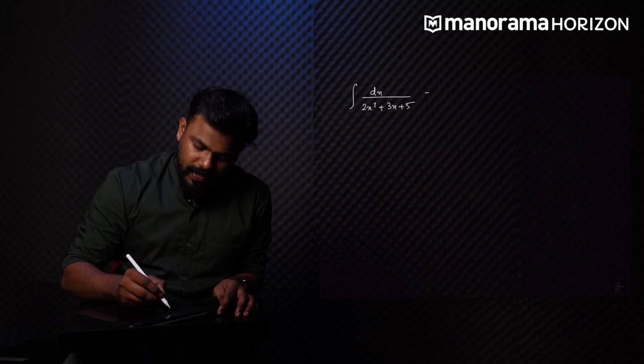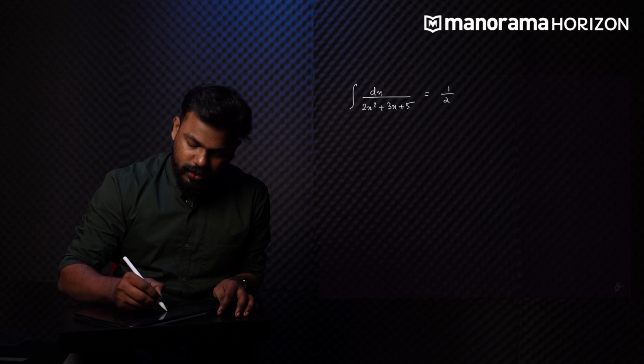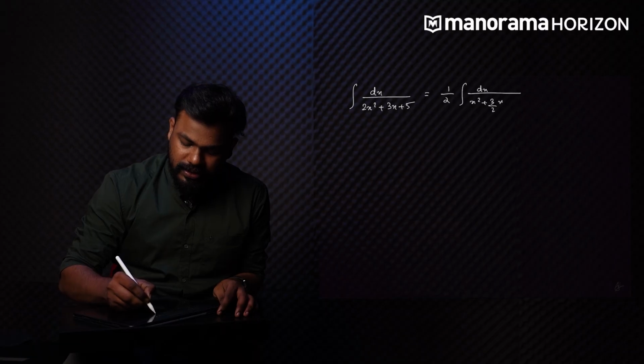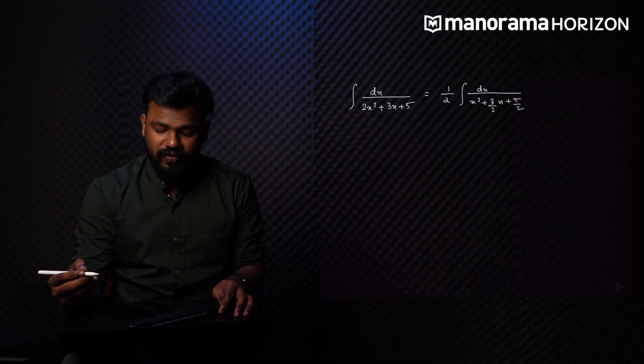So you cannot directly do this. So what I'm going to do here is take this 2 outside. I'm taking it as 1 by 2 dx. You have x square plus 3 by 2x plus 5 by 2. So this is what you're left with.